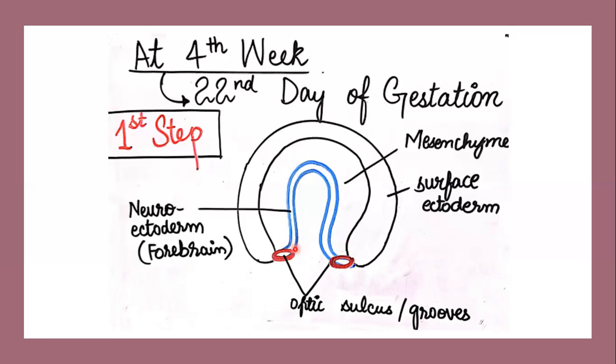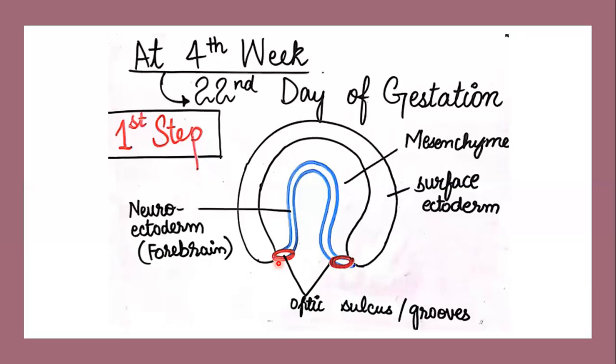At the neuroectoderm, there is the formation of the optic sulcus, or grooves. What are optic sulci? They are hollow pouches, right? Hollow pouches will form and connect; over here you can see there is a connection between the surface ectoderm and neural ectoderm via the optic sulcus. So there will be hollow pouches on both sides of the junction between neuroectoderm and surface ectoderm. These pouches are known as the optic sulcus. So the first step is the formation of the optic grooves or sulcus.